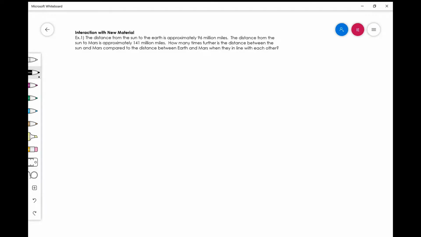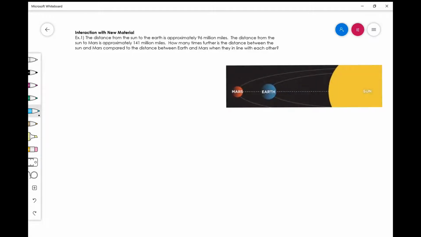Interaction with new material example 1 says, the distance from the sun to the earth is approximately 96 million miles. The distance from the sun to Mars is approximately 141 million miles. How many times further is the distance between the sun and Mars compared to the distance between Earth and Mars when they're in line with each other?